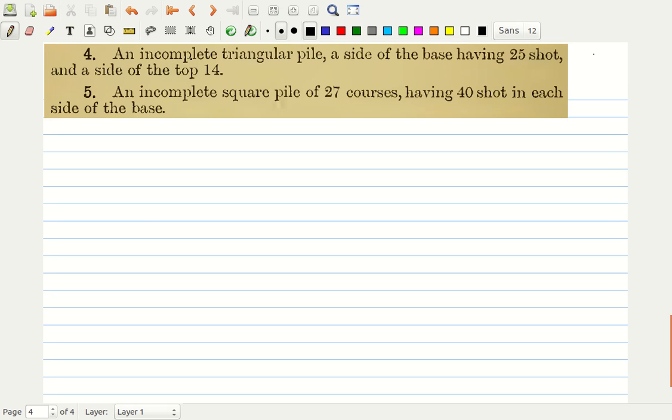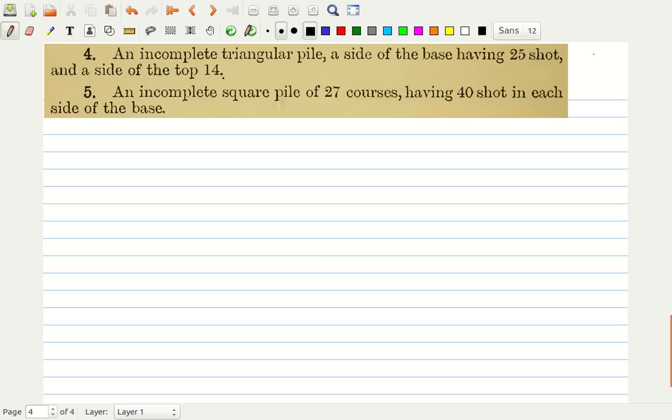Okay, let us look at next two questions. An incomplete triangular pile, a side of the base having 25 shots and a side of the top of 14 shots. So what they are saying is, now we are not looking at the complete triangular pyramid, but we are looking at the incomplete triangular pyramid. The bottommost layer has 25 shots and the topmost layer has 14 shots on each side. Okay, we are assuming that this is an equilateral triangle.